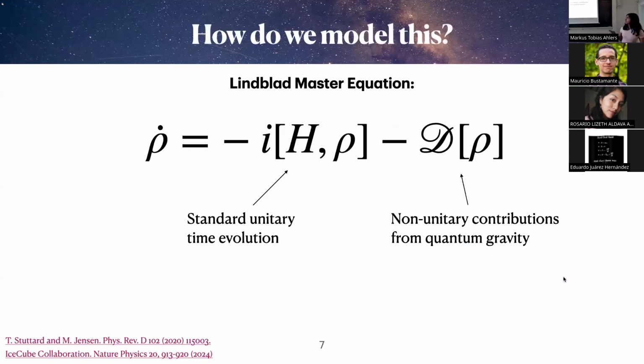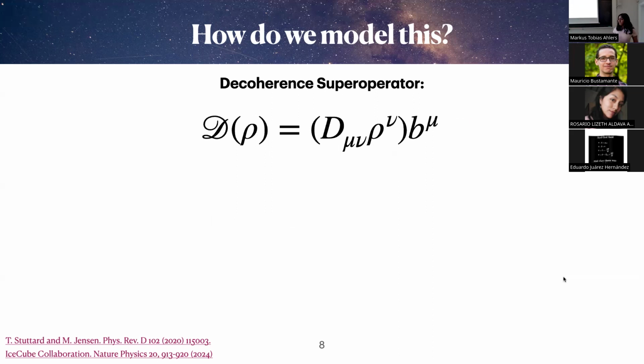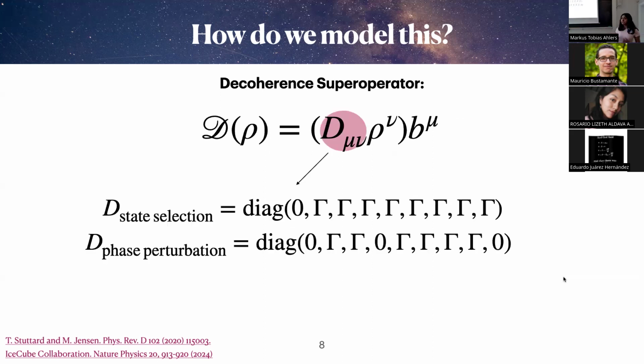So how do we model this? We use the Lindblad master equation shown here, where the first term corresponds to the standard unitary time evolution, and the second term corresponds to the non-unitary contributions from quantum gravity. So we can break down this second term even further, and we call this the decoherence superoperator, where the B's are the Gell-Mann matrices, the rhos the density matrix projection onto the Gell-Mann basis, and these D's we choose to be the simplest matrices that encode the behaviors of the two models that I described previously for state selection and phase perturbation. So we choose these to be diagonal matrices with values of 0 or gamma along the diagonal.